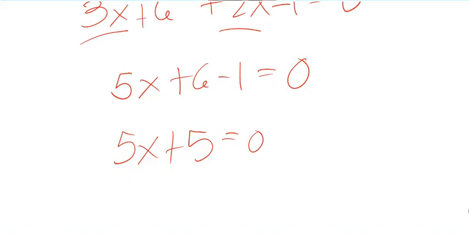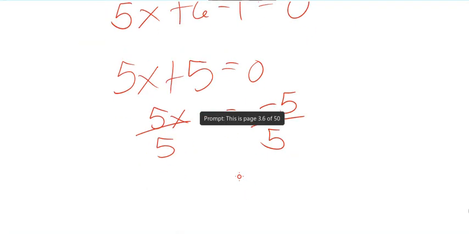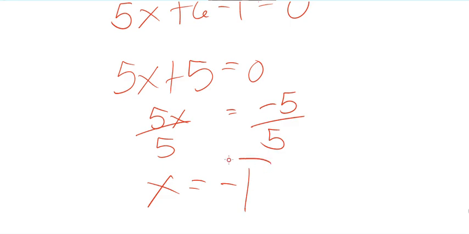Now, let's simplify further. Subtracting 5 from the other side, we get 5x equals negative 5. Now, both sides will be divided by 5 to get x. That is, x equals negative 1.